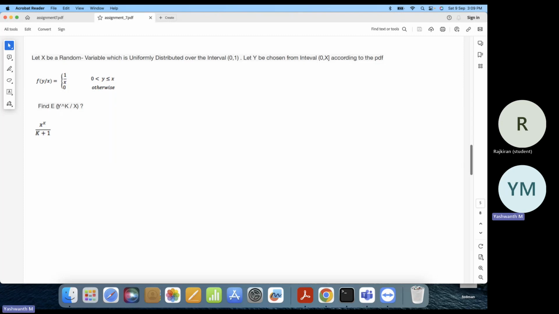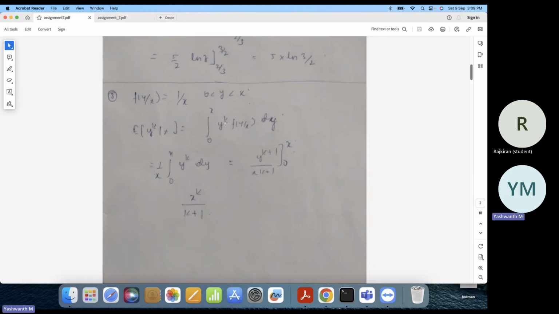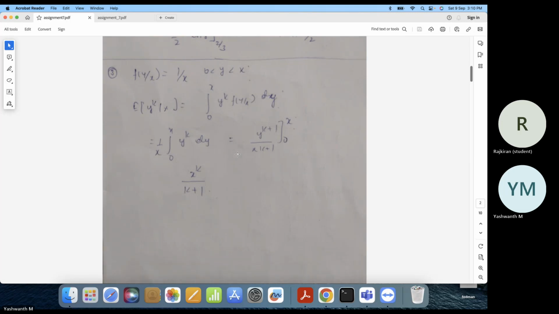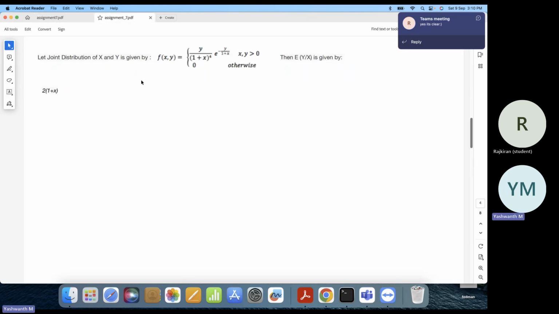And you are asked to evaluate the kth moment of y given x. It is very simple because you are given the desired density also. So just substitute it, and yeah, you get this. I think this should also be fine. Okay. And even this should be straightforward, but anyway.